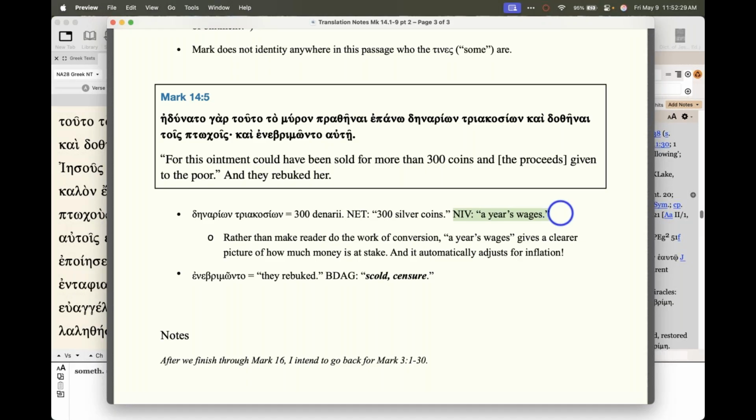I suppose you could do something like, I mean, this adds more words, but you could say something like, this ointment could have been sold for more than 300 denarii. That is a year's wages. But because it's a quote, I wouldn't do that because they're not actually elaborating. You're elaborating. So maybe a footnote in your Bible, maybe a study note, or maybe you follow the NIV here.